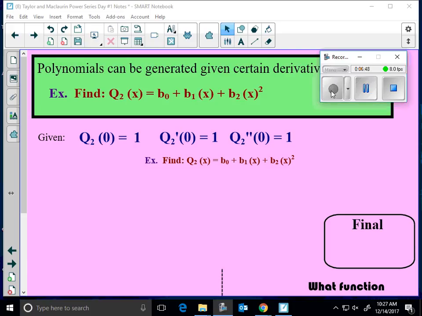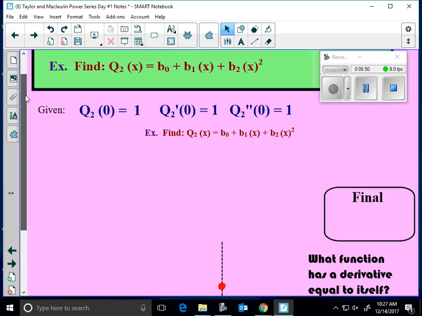This is really important, but isn't this kind of curious? q2 of 0 equals 1. q2 prime of 0 equals 1. And q2 double prime of 0 equals 1. What is the only function we know whose derivative always stays the same? e to the x, right? The initial reaction is, oh, it's a line, it's got a slope of 1. But if you have a line, it doesn't have a second derivative, right? So this function y equals e to the x has an infinite number of derivatives. So we could go out as many terms as we want. Now let's do the work on this.